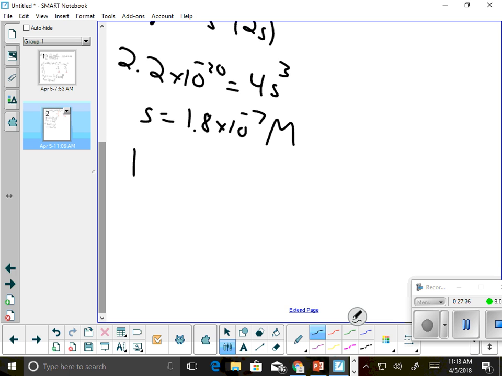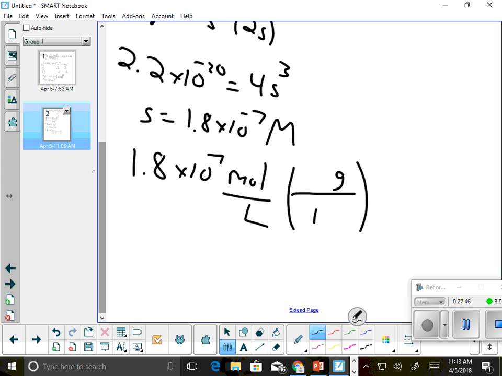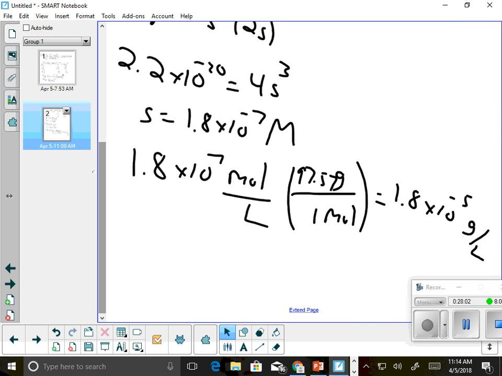If, however, you wanted to solve for the solubility, I'd have to do one more step. I'd have to convert this to grams. Periodic table says that this is 97.57 grams. Solubility of copper 2 hydroxide is 1.8 times 10 negative 5 grams per liter. I could add 0.00018 grams of copper 2 hydroxide to a liter of water, and that's the most I could dissolve.